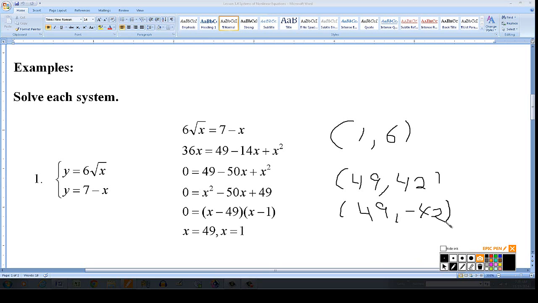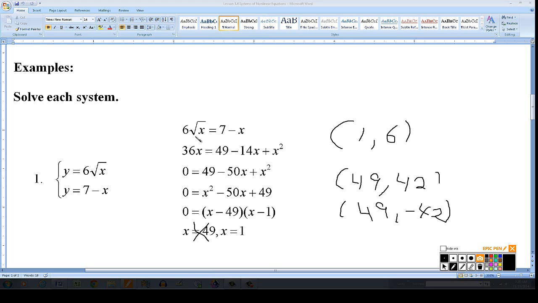So this is not going to work for both of them. Okay. So the 49 here, x equal 49, is not going to work. And that's what's going to happen anytime you square both sides of an equation. When you square both sides of an equation, there's always a possibility of introducing what is called extraneous roots.